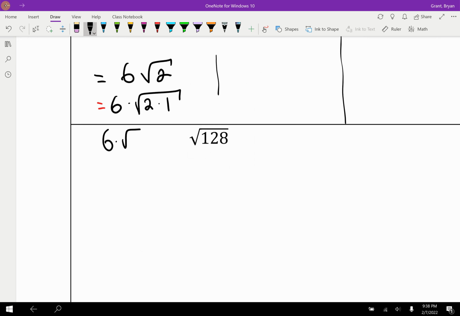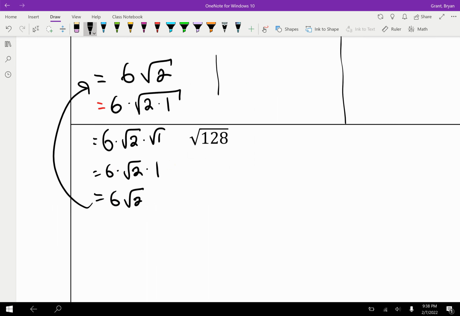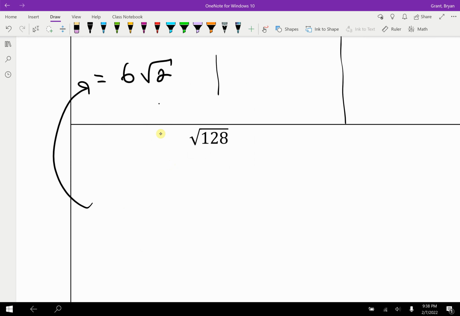And that becomes the square root of 2 times the square root of 1. But what is the square root of 1? The square root of 1 is just 1, and 6 times 1 is 6. And so we end back up with 6 square roots of 2, which is the same thing we got here. So if the only perfect square left in there is 1, you're done. We don't actually factor out the 1 or apply the square root to a 1 because nothing changes.